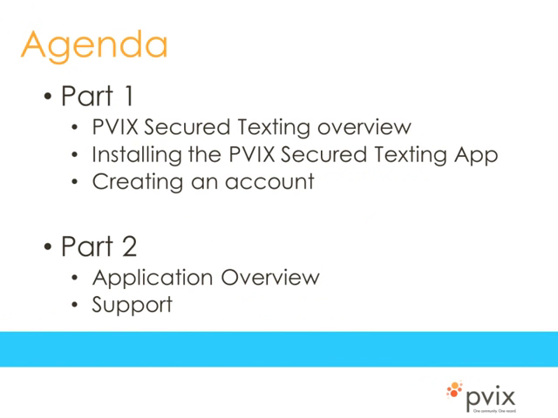Information about PVIX Secure Texting is covered in two parts. In Part 1, I review the features of the PVIX Secure Texting application. We also learn how to install the app on your smartphone or tablet and create an account. In Part 2, I will review the basic functions of the app, including updating status, sending messages, and checking the read status of a message. We will also review the support available to you when using PVIX Secure Texting.